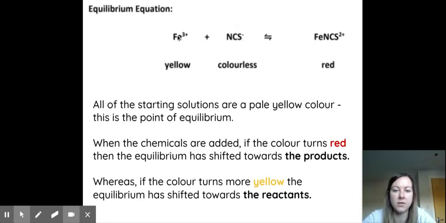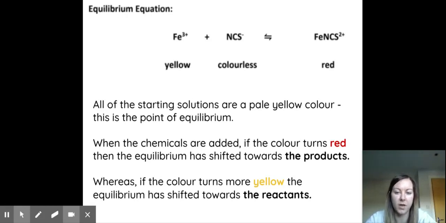So these are the reactants. These are reacting together to produce this iron thiocyanate, which is a red colour. So we have the yellow ions and colourless ions. When they come together to produce this product, they end up being a red colour. So all of the starting solutions are a pale yellow colour. We've left the reaction to reach equilibrium, so the equilibrium's lying somewhere in the middle.